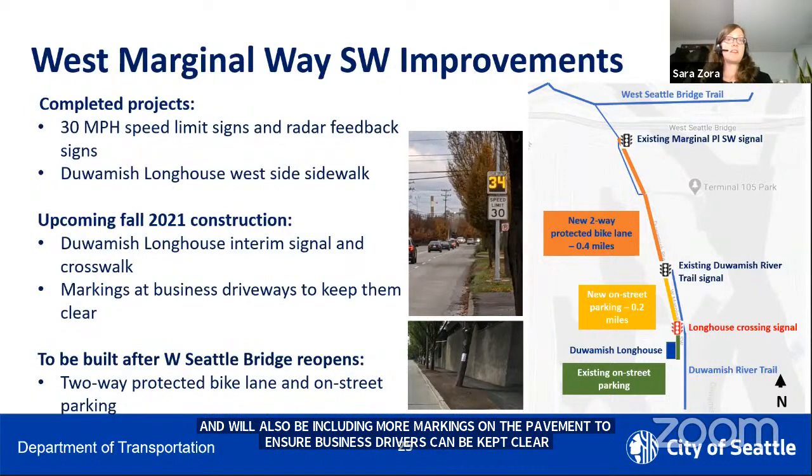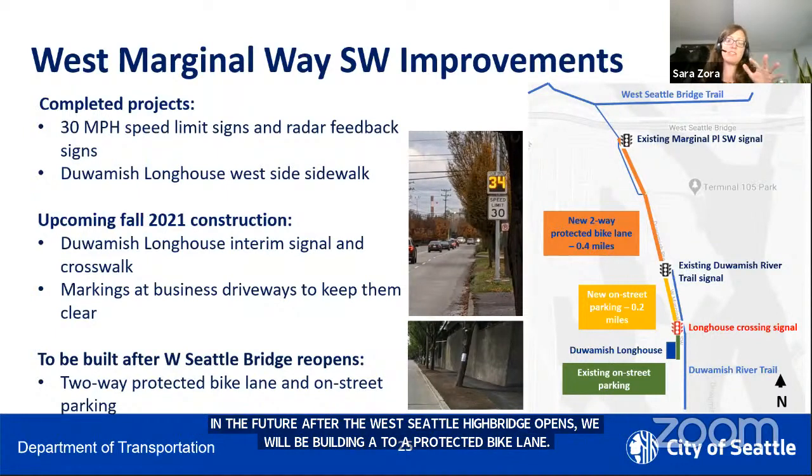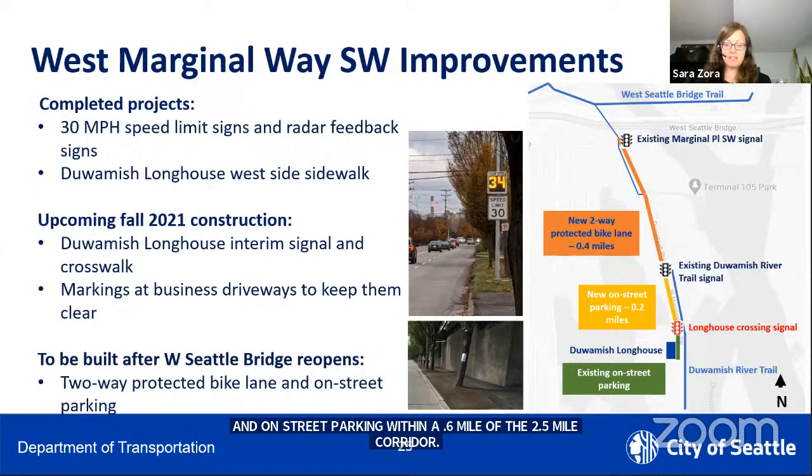In the future, after the West Seattle High Bridge reopens, we will be building a two-way protected bike lane and on-street parking within 0.6 miles of the 2.5 mile corridor. This is really to ensure and maintain predictability for all users. This will ensure and maintain the major truck street designation and freight mobility.